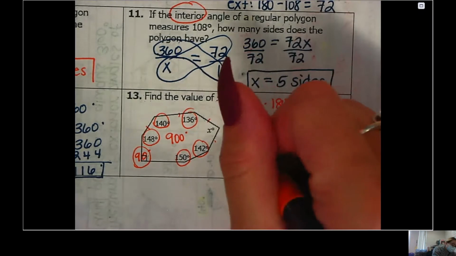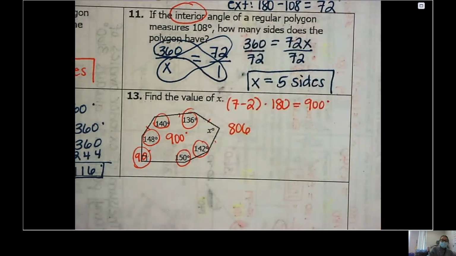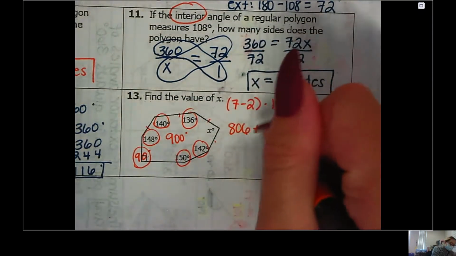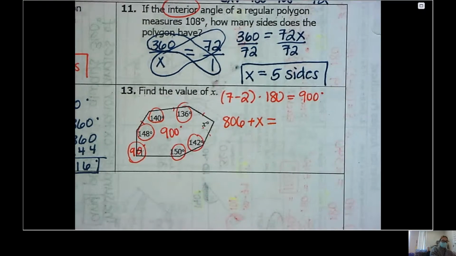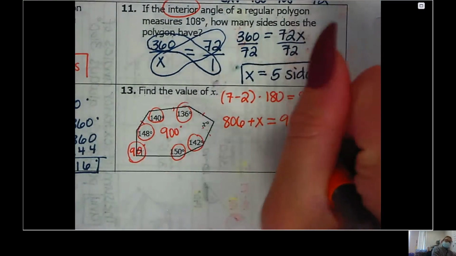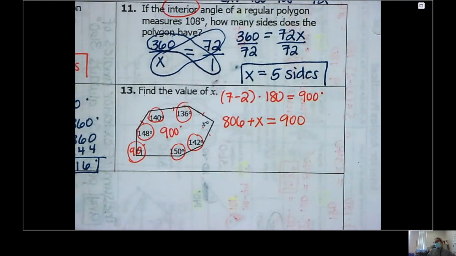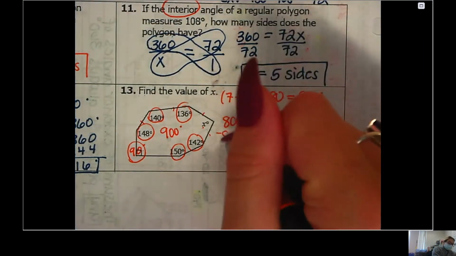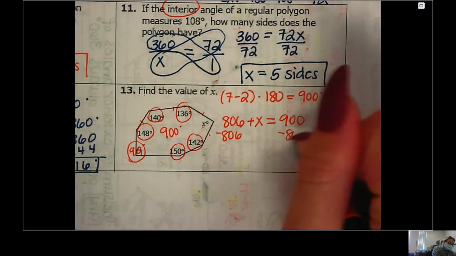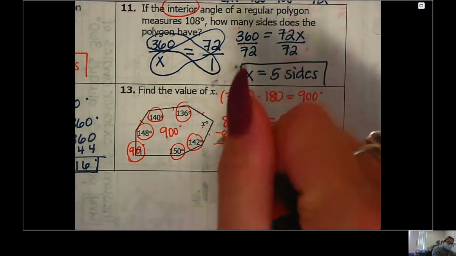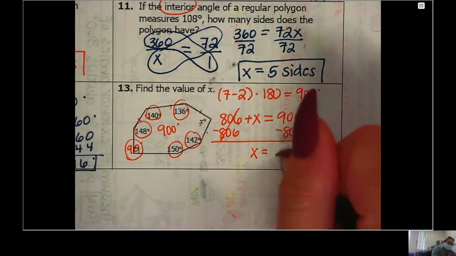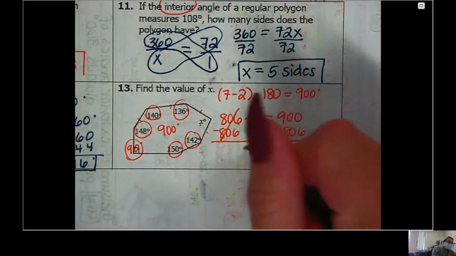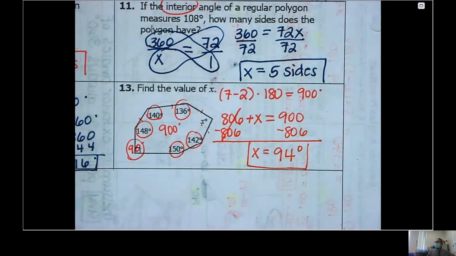806. Okay, so all those numbers added together is 806 plus x, right? Because I still have to figure out what x is, and then what do I set it equal to? 900. All right, so this is super simple. I only have one step to do. What is it? Yep. Subtract 806 from both sides to get x by itself. So I get x equals 94 degrees. And that's it.